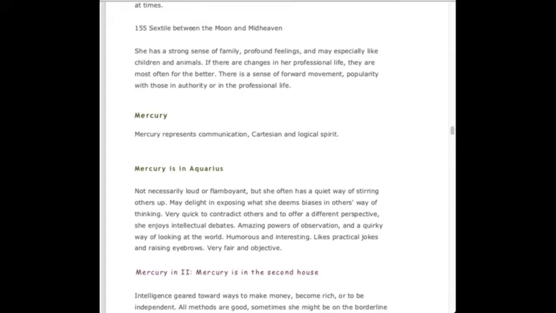She enjoys intellectual debates, amazing powers of observation, and has a quirky way of looking at the world. Humorous and interesting, likes practical jokes and raising eyebrows, very fair and objective. No, actually, I don't like practical jokes because of my Asperger's. I can't sometimes tell the difference.